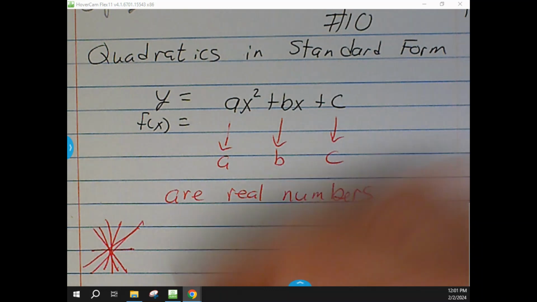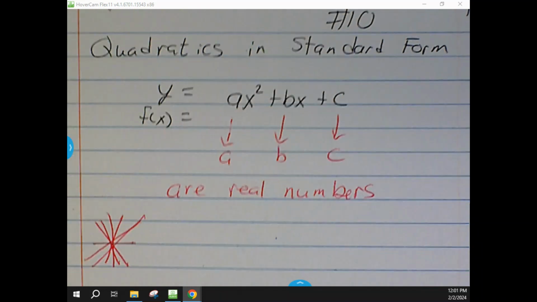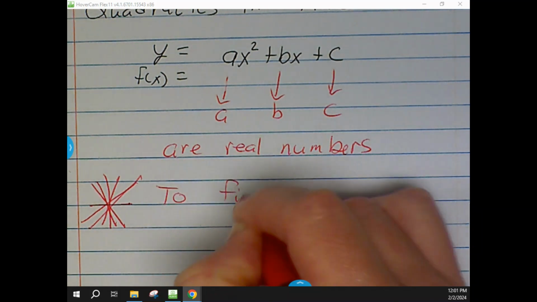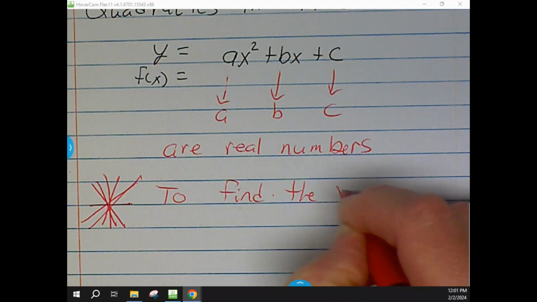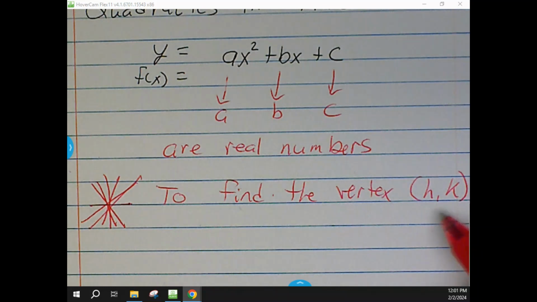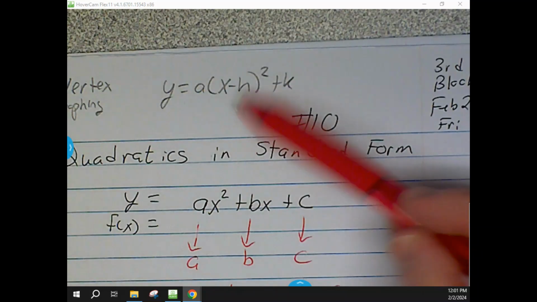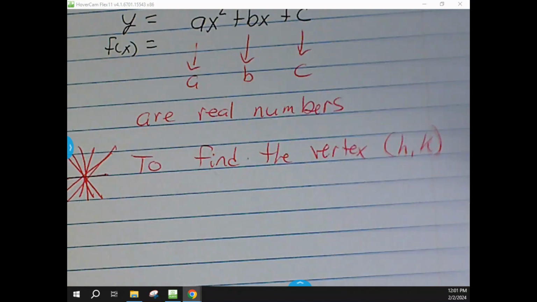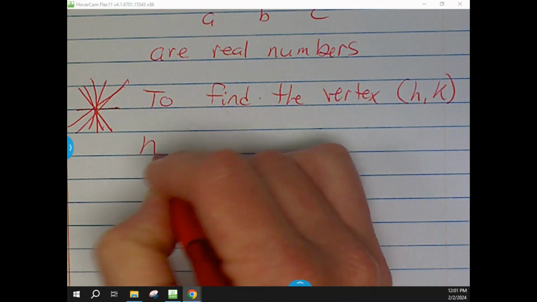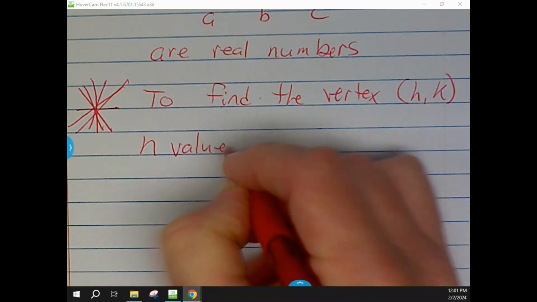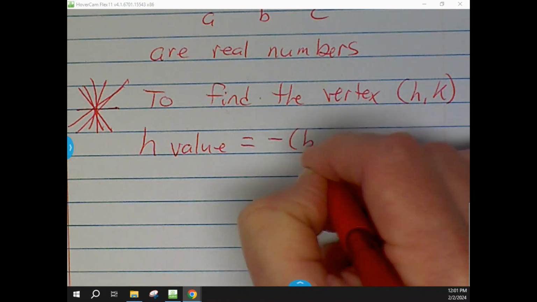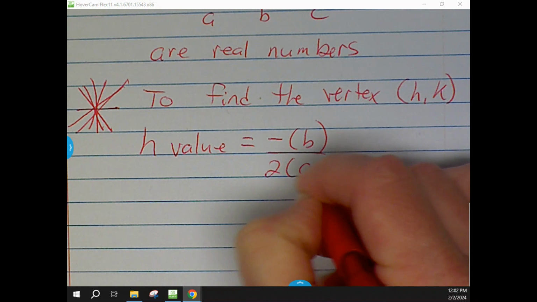If they give you something like this, there's one thing you have to do to find the vertex. So again, we have to figure out what that vertex is, H, K, because if we pulled the vertex out of this, it was the H and the K value. So again, we're going to go back and find that one. To find the vertex, which is the H, K, the H value that's here is just going to equal the negative of B over 2 times A.